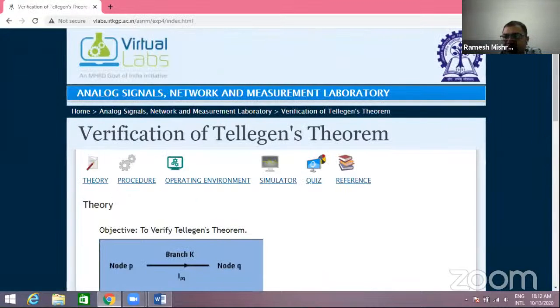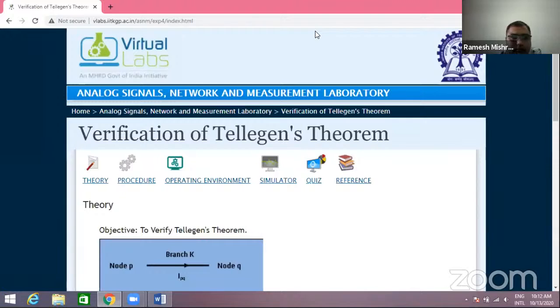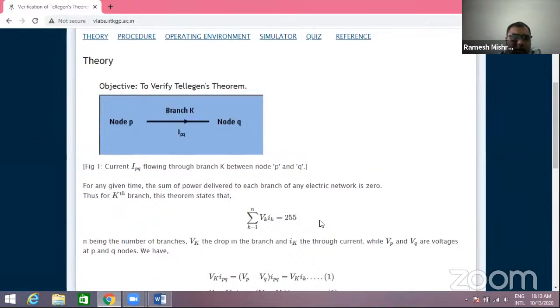Here we see first the theory of Tellegen's theorem. Already we have seen it here. First, what is the objective? The objective is to verify Tellegen's theorem. We know very well how to verify it. For a given time, if the current value is equal to Ipq, and the node is P and the second node is Q, and the branch is K.